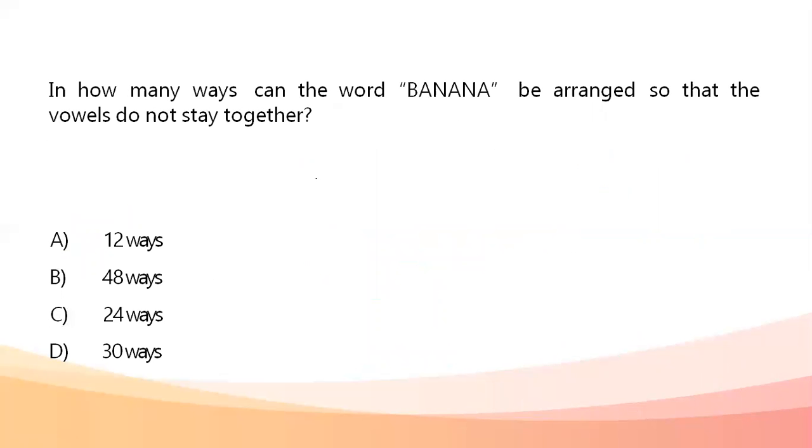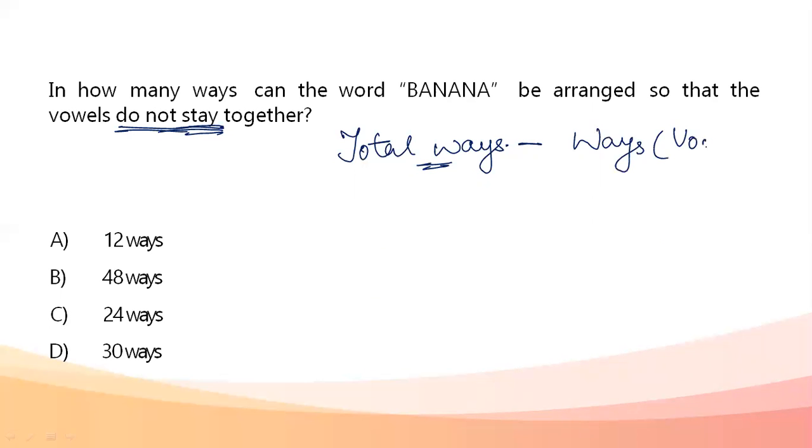Next question: in how many ways can the word banana be arranged so that the vowels do not stay together? So the typical way of doing this question is, let's find out the total number of ways in which the word banana can be arranged, minus the number of ways in which vowels are going to be together. This is what we can do. We can find the total number of ways minus the ways in which vowels are together, and I'll get the ways where vowels are not together.